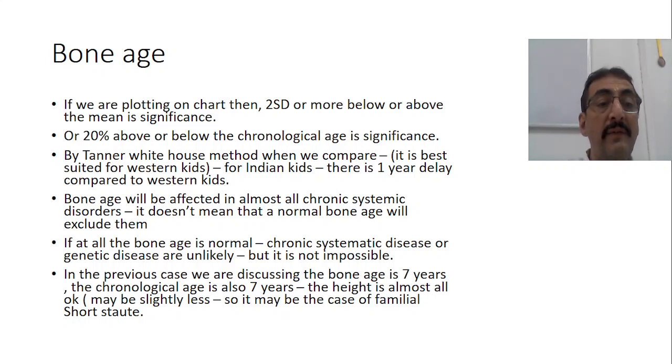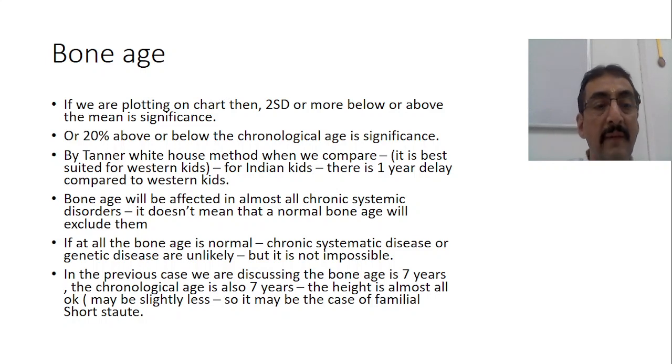So if the bone age is normal, chronic systemic disorders or genetic disorders are unlikely, but not impossible. This is another important thing. Suppose the bone age is normal, then we cannot be 100% sure that there is no chronic disease. It is not like that. Or we cannot assure 100% that there is no genetic disorder. It is also not like that.